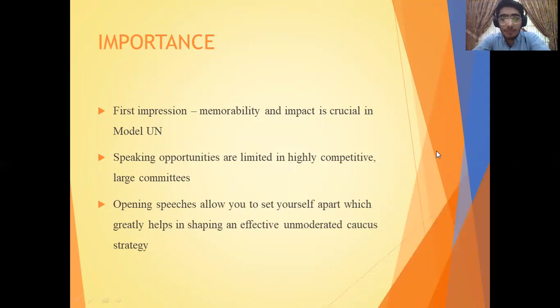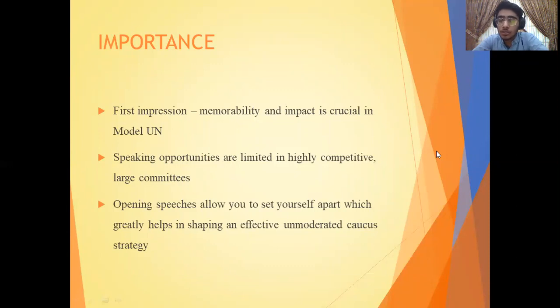In terms of importance of opening speeches, I think it is fairly intuitive to say that opening speeches are the first impression that you have on the committee director, on the people who are going to be adjudicating and evaluating your performance eventually for the awards, but also on your fellow delegates who you are eventually going to be working with in the coming 3 or 4 days, however long the Model UN you're attending is.